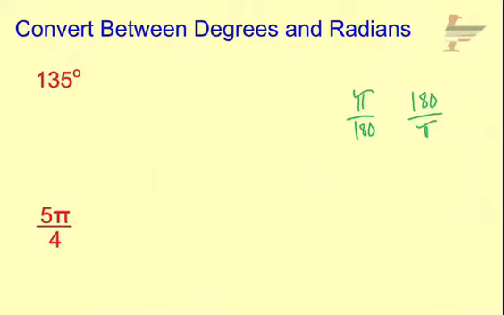So our first angle here is 135 degrees, and we want to convert that to radians. So we want to end up with a radian measure. What we want to think about is, in radian measures, where is the pi? Is it in the numerator or the denominator? Every single radian measure has that pi in the top, in the numerator. So we want to multiply by something that has the pi in the numerator. So we are going to multiply by that pi over 180.